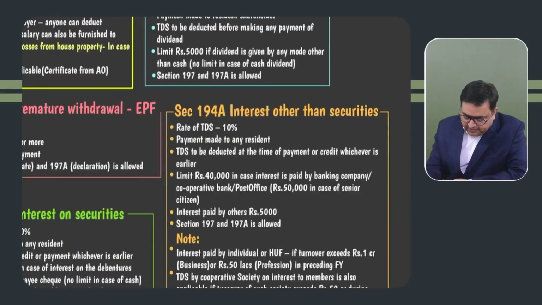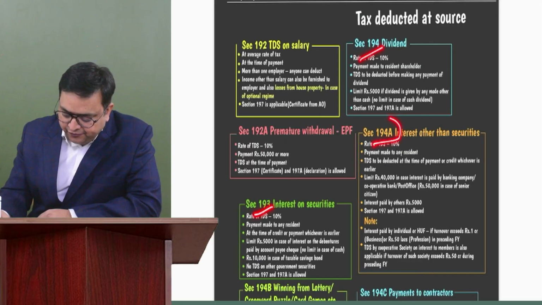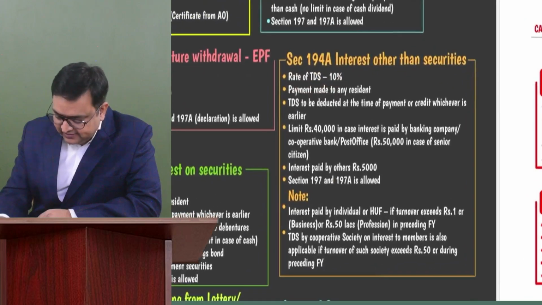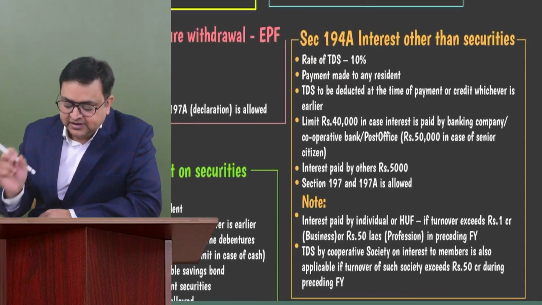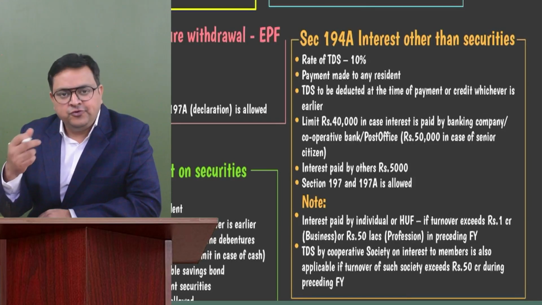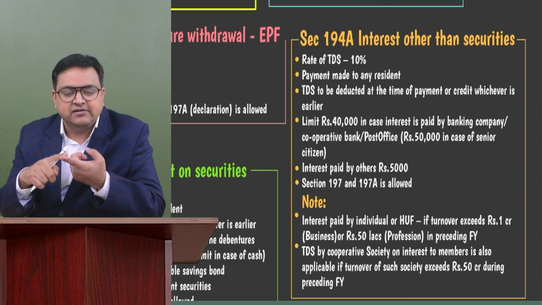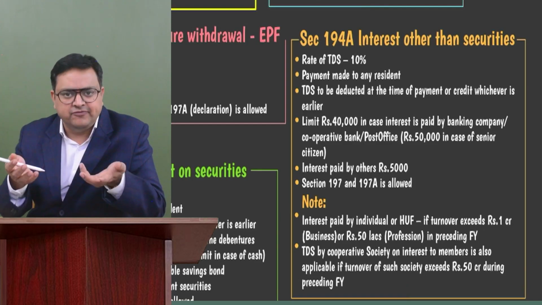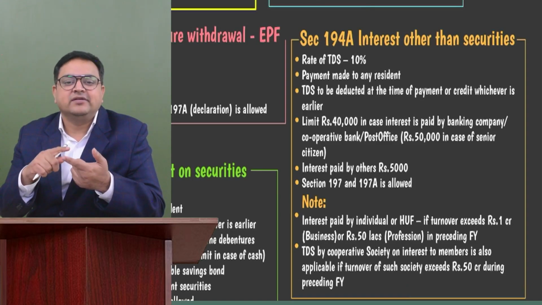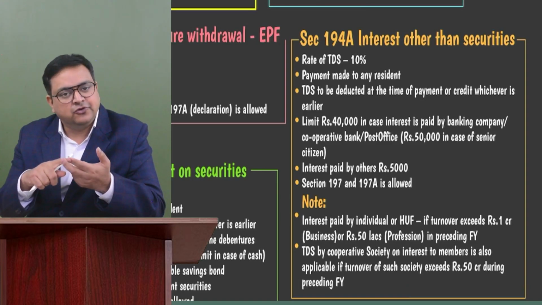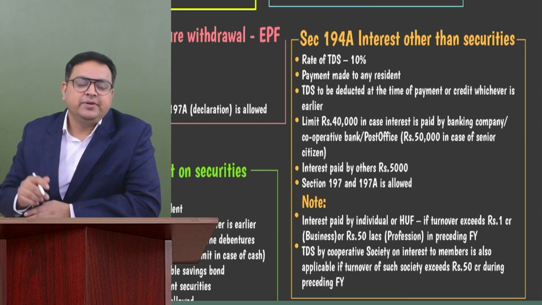194A, among these three, 193, 194, and 194A, I would say that this is the most important section, 194A. It is interest other than securities. So if you are getting interest from other than securities, let's say you are getting a bank interest, FD interest, or other interest, or even if you have given a loan to someone, you are getting an interest, then TDS will be deducted. First of all, if you are receiving interest from bank, post office, or cooperative bank, then the rate of TDS would be 10% and the threshold limit would be 40,000.